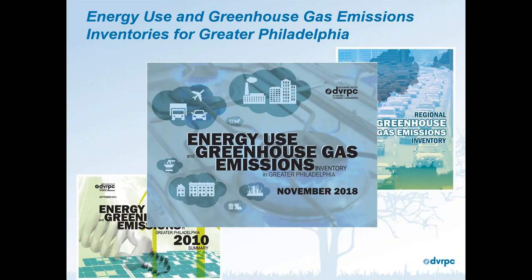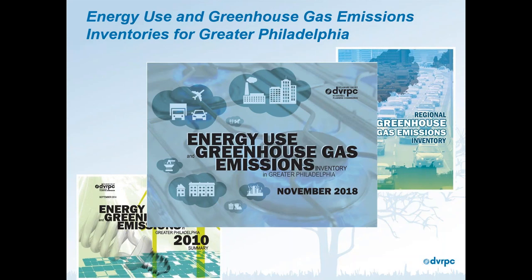In order to track progress towards its greenhouse gas reduction goal, as well as to help shape and inform local energy use and greenhouse gas emissions reduction strategies, DVRPC periodically carries out an inventory to estimate energy use and greenhouse gas emissions for the region. Our most recently completed inventory, for calendar year 2015, was published in November 2018.